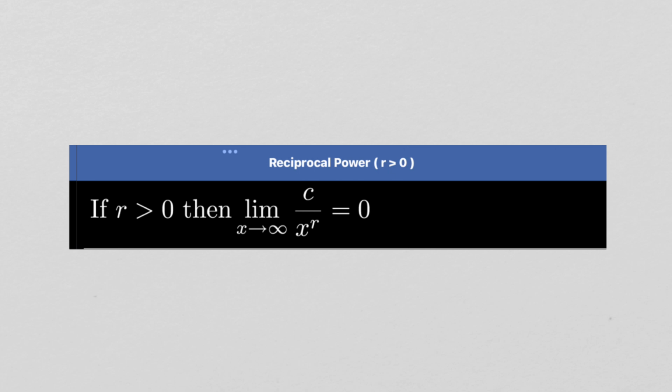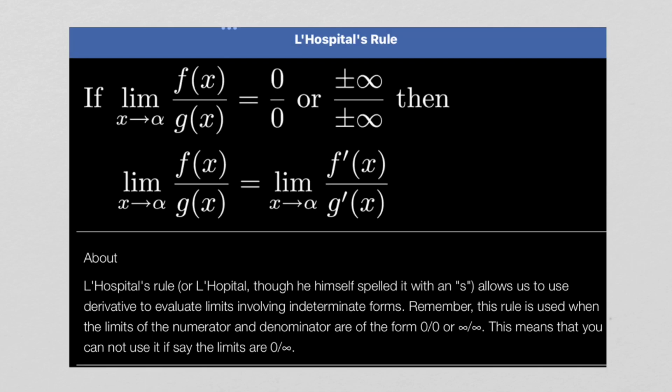So the limit as x goes to infinity of some constant c over x raised to the r is going to be 0. That makes sense because as we keep plugging in larger values for r, this function is going to get smaller and smaller.